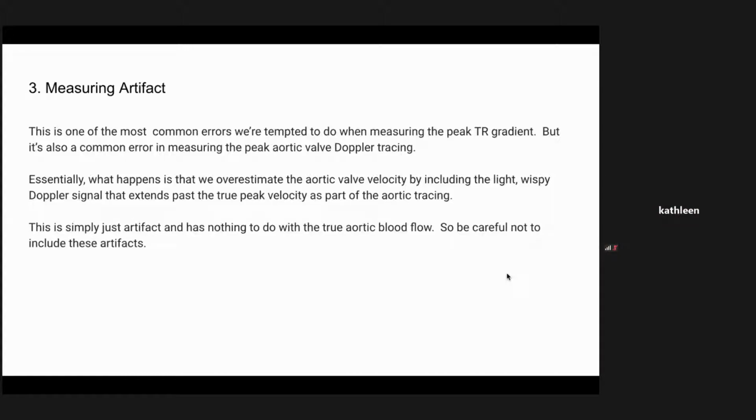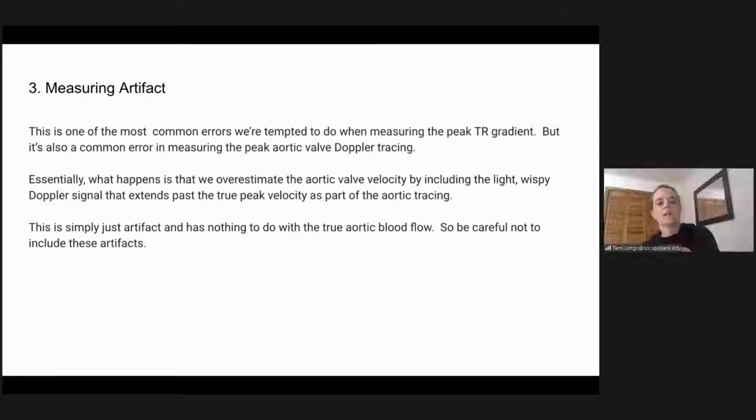Okay, so measuring artifact. I was showing some of you today. Basically, don't be overgained. Turn down your gain. In pulse wave, we like to see a window between the actual tracing. It's not going to be totally filled in like in a continuous wave. So we turn down that gain, and turning down that gain is going to get rid of all that wispy stuff. And then it'll be easier for you to measure than seeing a whole bunch of bright, blurred out tracings.